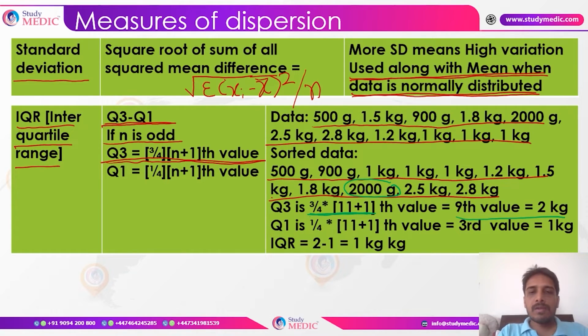What is the quartile 3 value? It is 2 kg. This is the quartile 3 value. Now what is the quartile 1 value? It is the 1/4 of (n plus 1)th value, that is the third value. So quartile 1 is 1 kg. Now the interquartile range is quartile 3 minus quartile 1, that means 2 minus 1 is 1 kg. That means between quartile 3 and quartile 1, 50% of the data lies within it. So that is how we calculate the interquartile range.